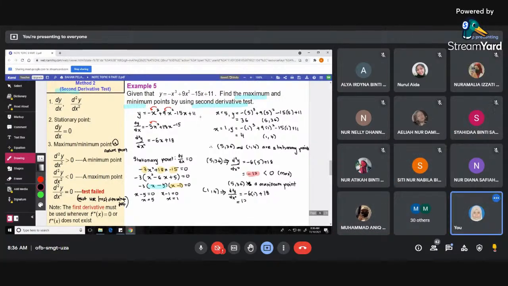12. So 12 ni, tengok balik. Apa maksudnya pada 12? Greater ke lebih kecil ke equal? Greater. Kalau greater apa maksud dia? Minimum point. So kita tulis conclusion: 1, 4 is a minimum point. Okay.